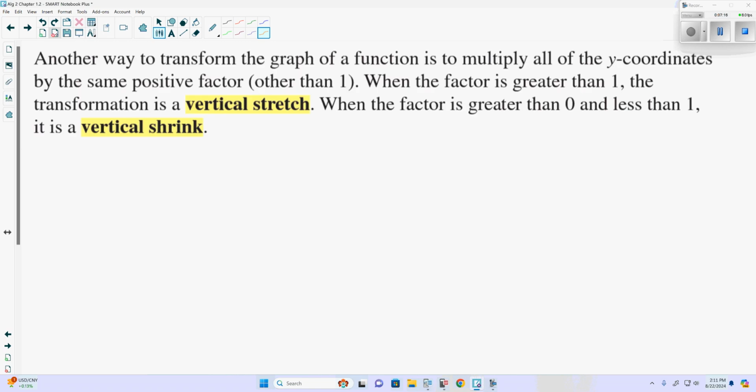The next slide that we had is this here. Another way to transform the graph of a function is to multiply all the y coordinates by the same positive factor, other than 1. When the factor is greater than 1, the transformation is a vertical stretch, which we just said. When the factor is greater than 0 but less than 1, between 0 and 1, it's a vertical shrink.